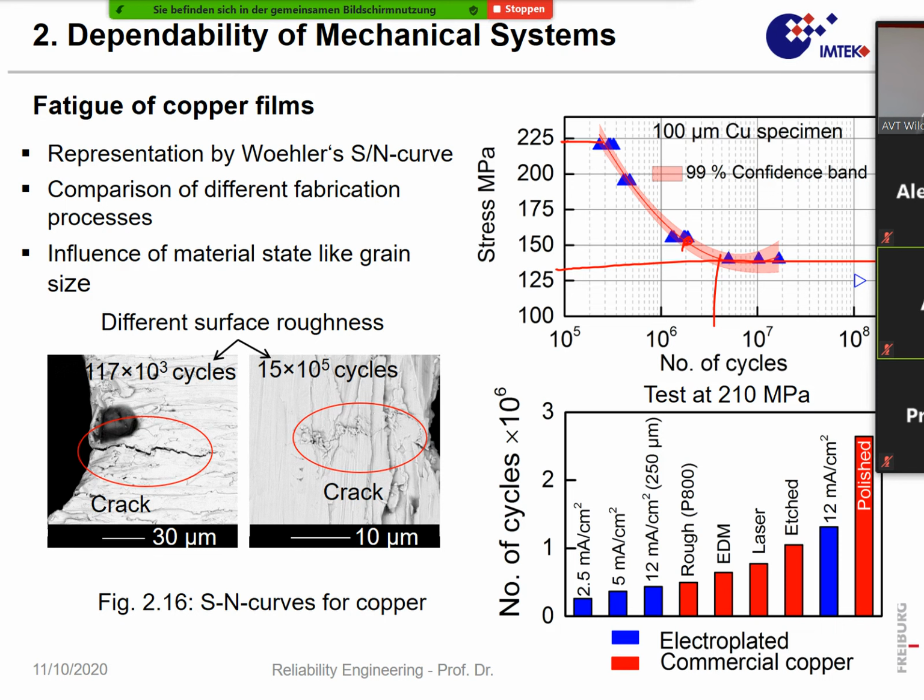On the other hand, let's go to 200 megapascal. Here it is, let's say, 600,000 cycles. And we test for 300,000. Again, we would consume 50% of lifetime.